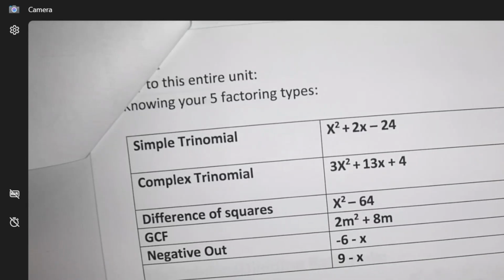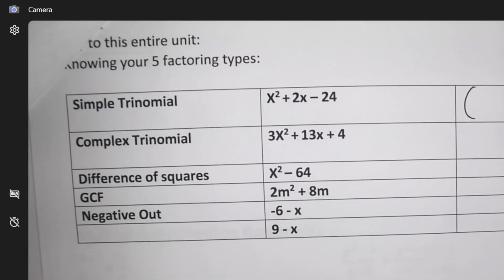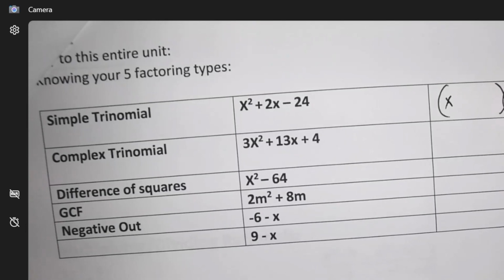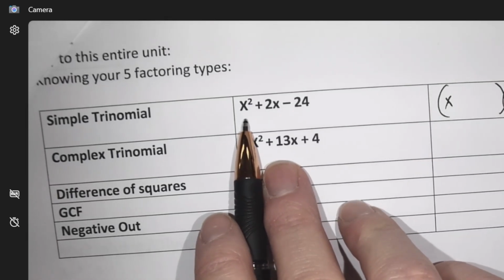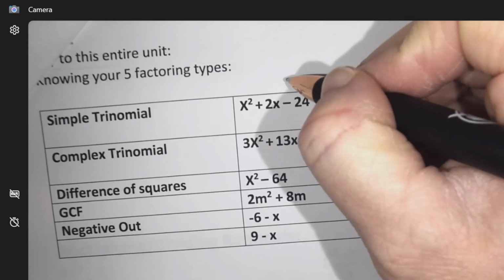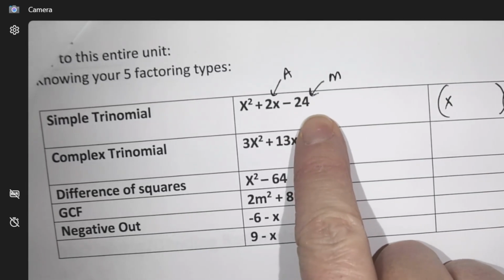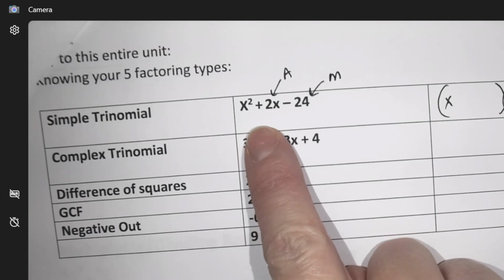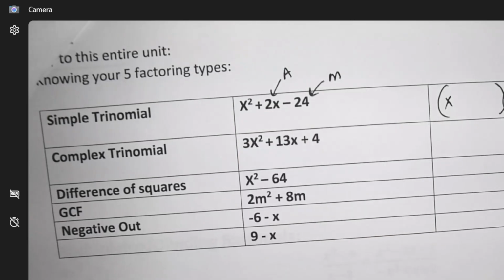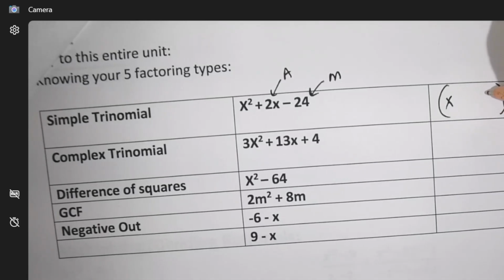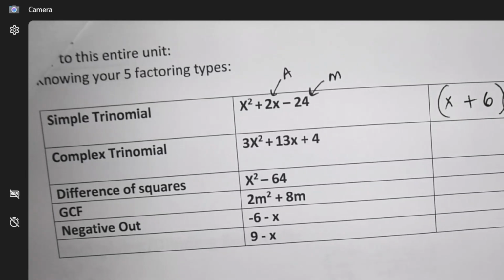So we have simple trinomials. To do a simple trinomial, x times x, that's making the x squared. What are the rules? Always needs to multiply and add. So you have to think of something times something to make 24. 6 times 4. There's one of them, and that would be a plus. One's a minus. Multiplies to negative 24, adds to 2.